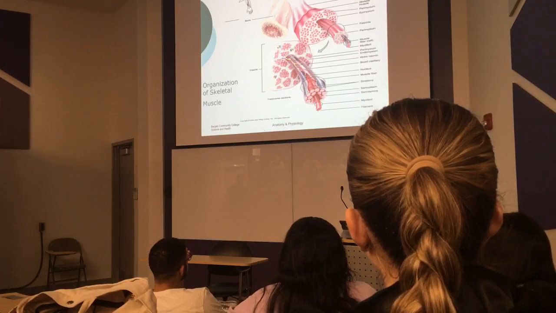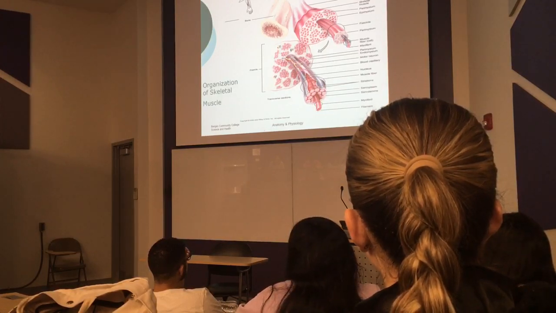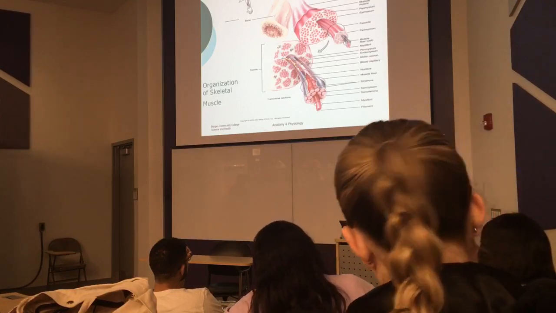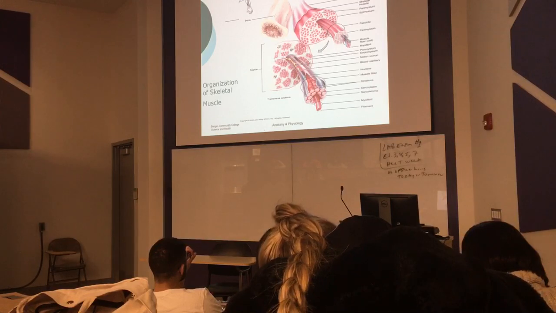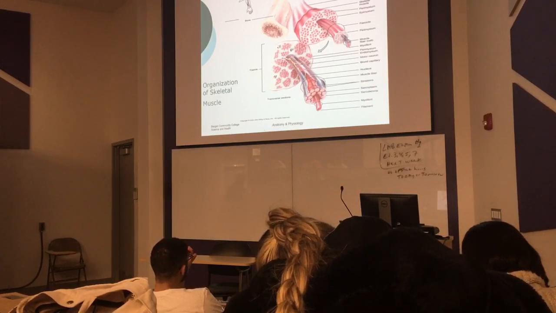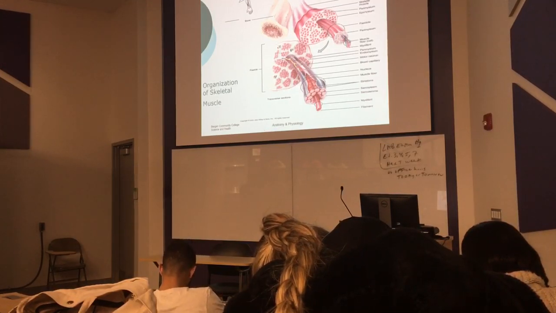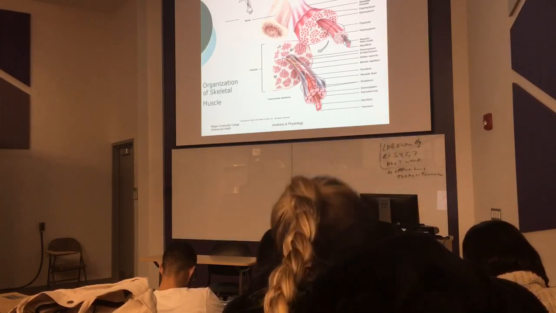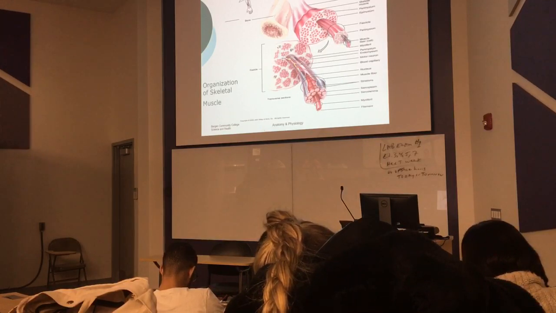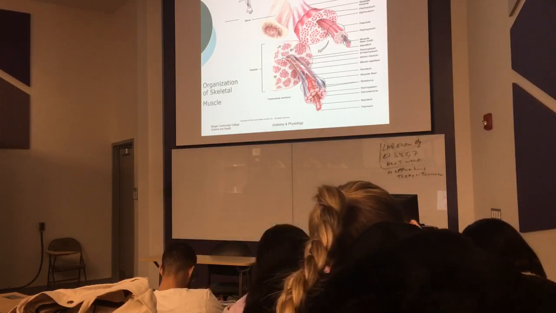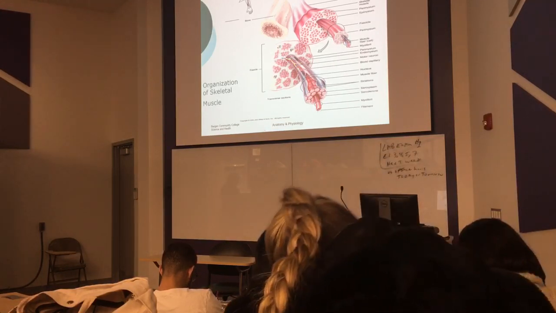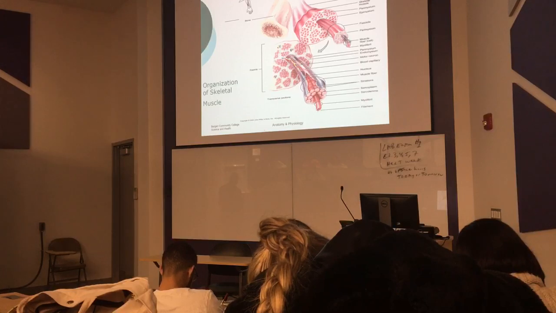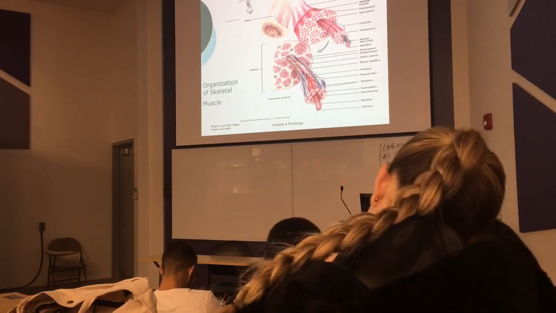Okay? So now, this is important. Each individual muscle cell is surrounded by protective connective tissue, and that's called an endomysium. It's like a little saran wrap that goes around each individual muscle cell. When we talk about nerves next semester, it's going to be the same thing, but it's going to be called an endoneurium. Neurium means nerve, mysium means muscle.